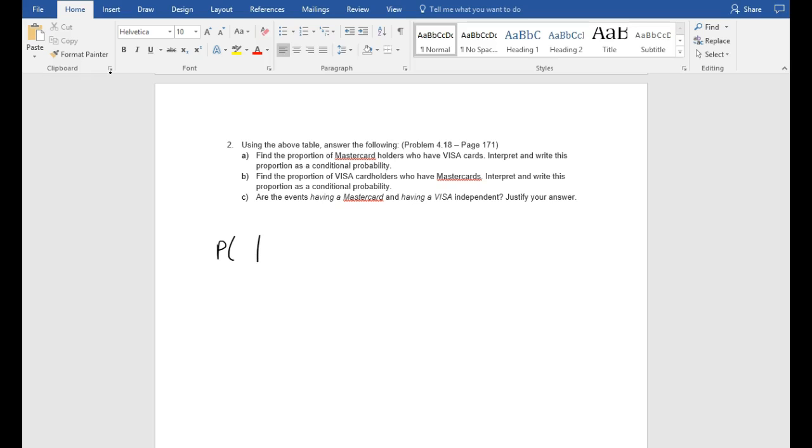So we would write V given M. That's what that would look like. Find the proportion of MasterCard holders, so given that they're a MasterCard holder, the probability that they are a Visa card holder. That's an arrow, not a T. And then we would write down our formula, and that would just be the joint probability, or the intersection, probability of V and M, all over the probability of M.